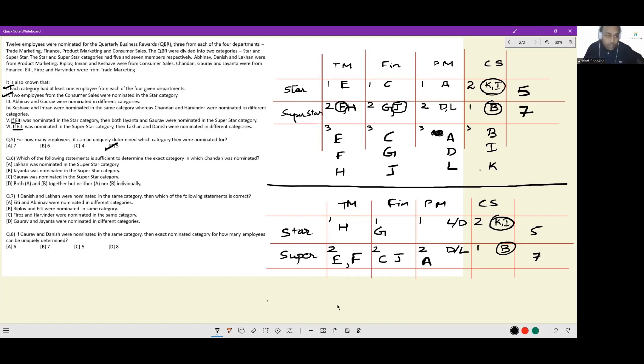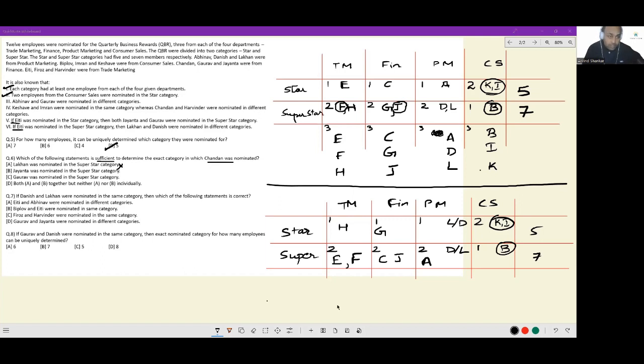Okay, next. Which of the following statements is sufficient to determine the exact category in which Chandan was nominated? Lakhan was nominated in the superstar category. Chandan was in star grouping here, but Lakhan could be nominated in superstar category and Chandan could be in superstar grouping. So this is not sufficient for us to know where Chandan got nominated.